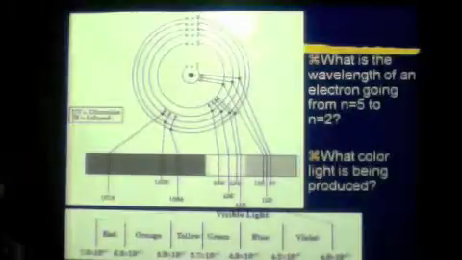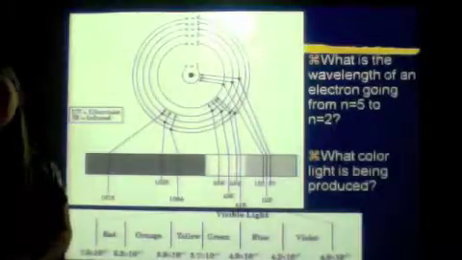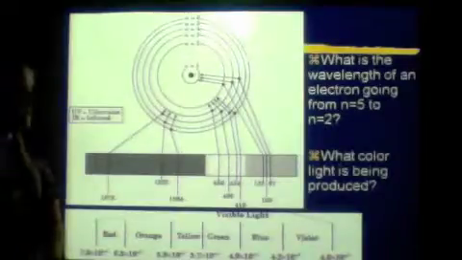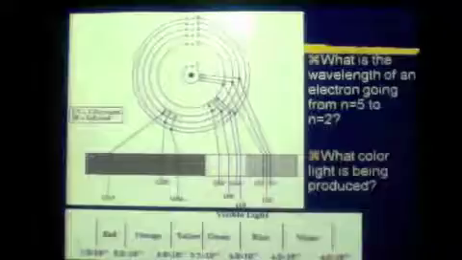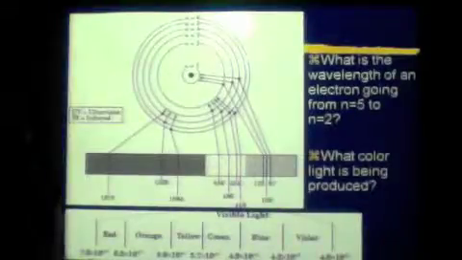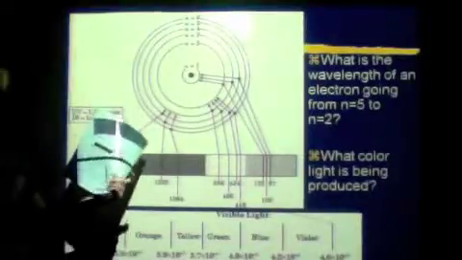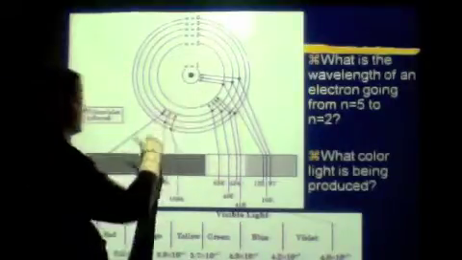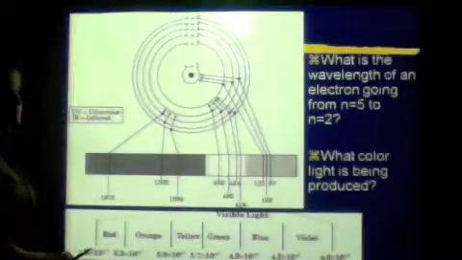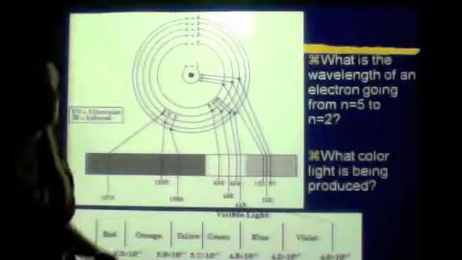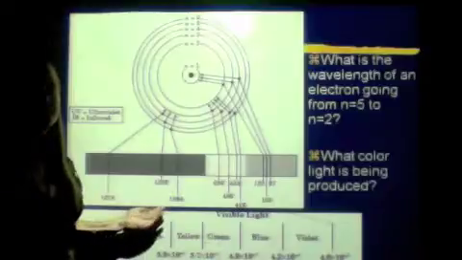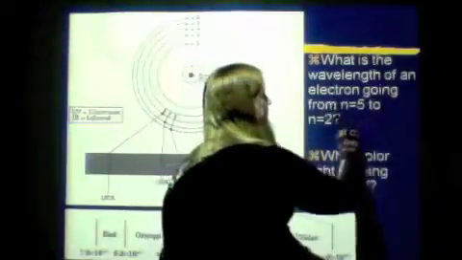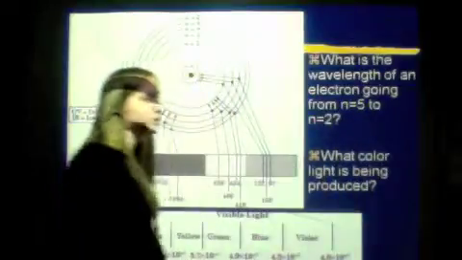Okay, you now need to pause the video and get out your reference table. On the very back of your reference table, you should see the diagram that looks like this. Very back page. This is Bohr's model of the hydrogen atom, and at the very bottom you should see a spectrum. I'm going to tell you some information, and you've got to be able to tell me some numbers that go with it. For instance, what is the wavelength of an electron going from n equals 5 to n equals 2?